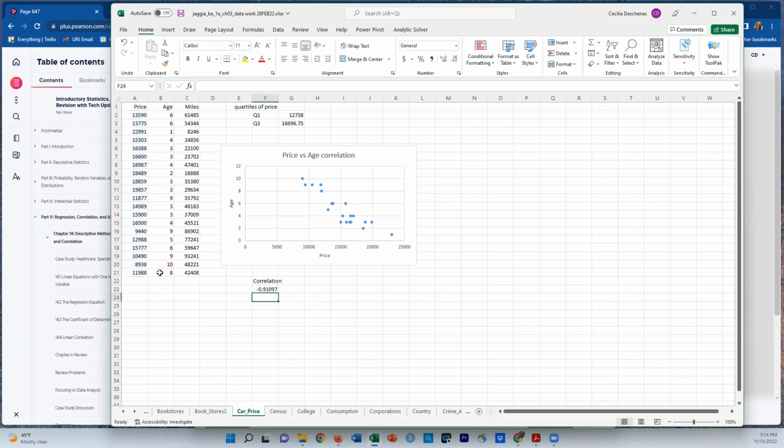So in this case, I put these together and I see that I get a correlation coefficient of minus 0.91. So this is very, very strong. This is a strong negative correlation, saying basically as the age of the car goes up, the price comes down. And that certainly corresponds with what we expect. Okay, so that's it for the quick correlation overview.